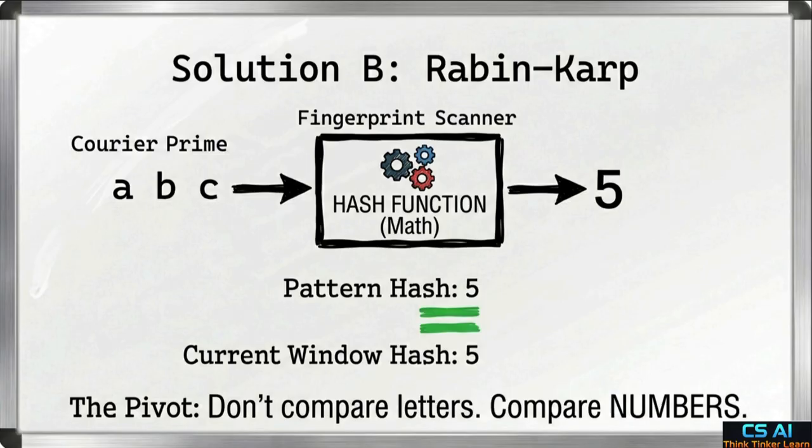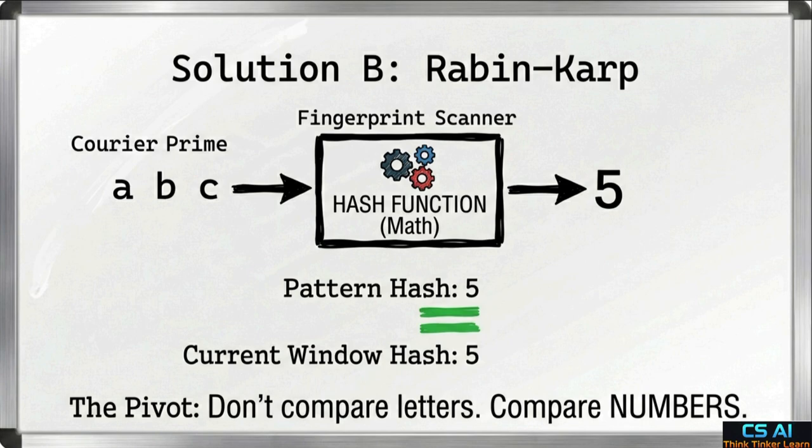While KMP is about structure and geometry, Rabin-Karp is about mathematics. Think of Rabin-Karp as a fingerprint scanner. Imagine the text ABC. Instead of comparing A to A, B to B, and C to C, we run ABC through the hash function, a math formula that converts the string into a single number, let's say 5.